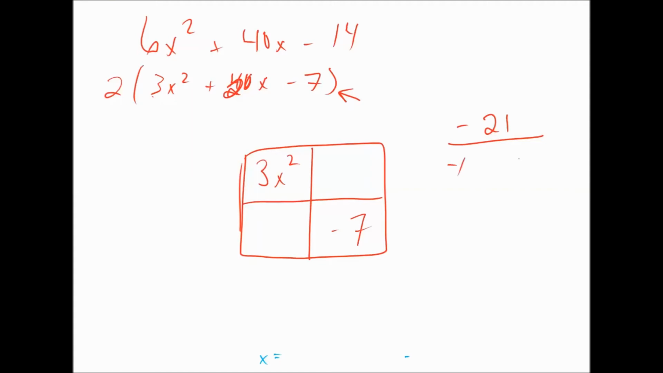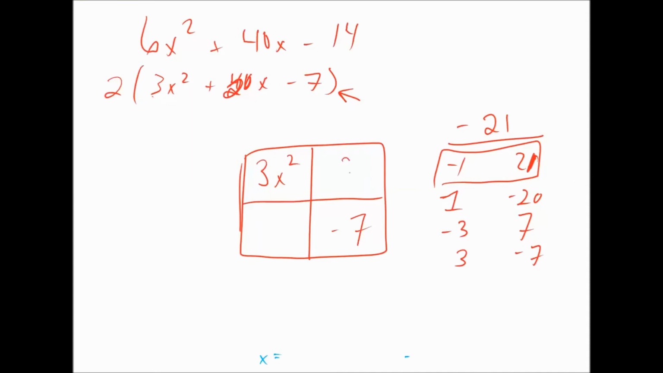So we have negative 1 and 21, positive 1 and negative 21, negative 3 and 7, and 3 and negative 7. And I'm going to look. Do any of those add up to 20? Okay, negative 1 and 21 does. So I'm going to write those in my box.